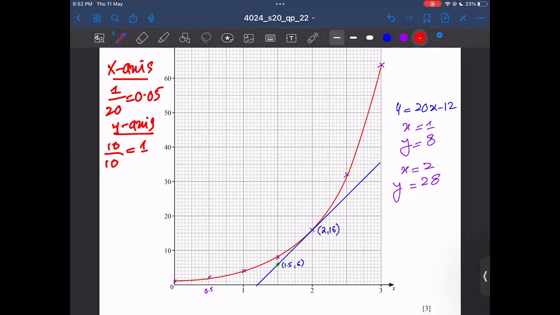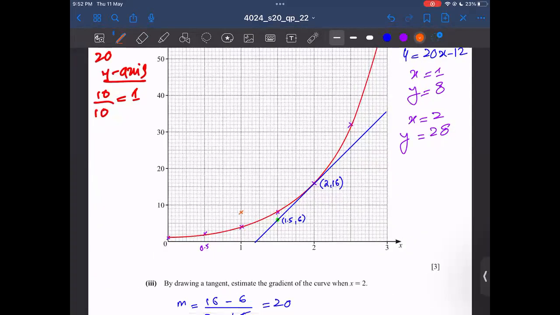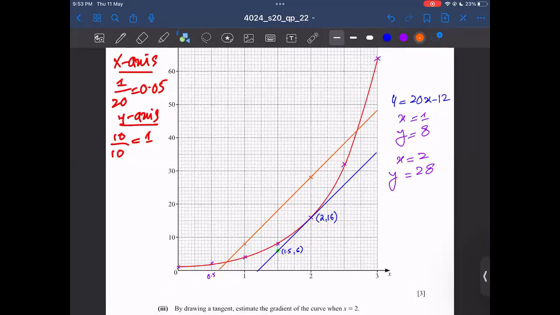We can easily plot this point (1, 8). Let's just plot this point with another color. (1, 8) is going to be here. And what do you have as the next value? (2, 28). (2, 28) is going to be here. So you're going to plot this value with the help of the scale. Okay, so we got 2 points of intersection here. This is the point of intersection. This is the point of intersection.